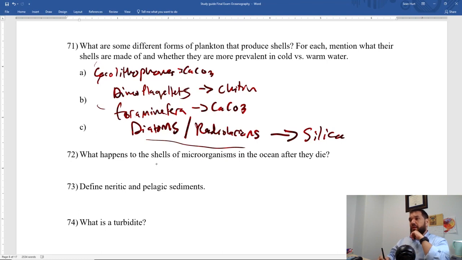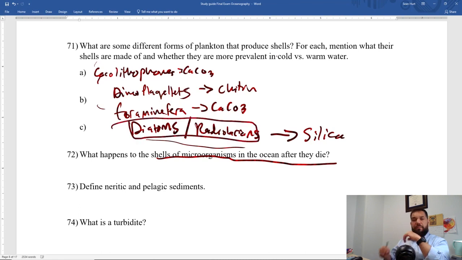Okay. So what happens to shallow microorganisms after they die? Oh, also cold water. Diatoms and radiolarians are more adapted to colder water environments. What happens to shells of microorganisms after they die? After they die, they sink to the bottom. Okay, and they become sediment. They become either calcareous ooze or siliceous ooze.